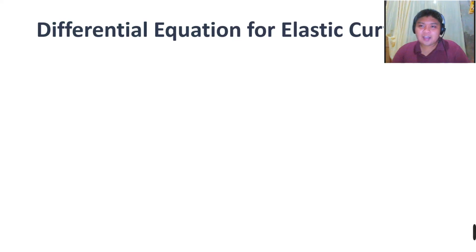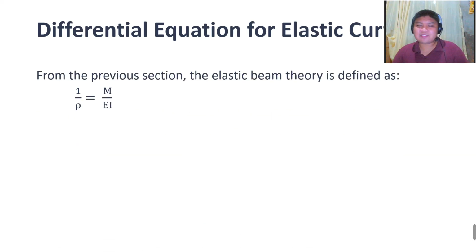So, ang unang process is the differential equation of the elastic curve. Dito, i-discuss natin kung saan nanggaling yung process ng double integration. So, sabi dito, from the previous discussion, which is the elastic beam theory, it is defined as 1 over rho equals M over EI, where rho is the radius of curvature.